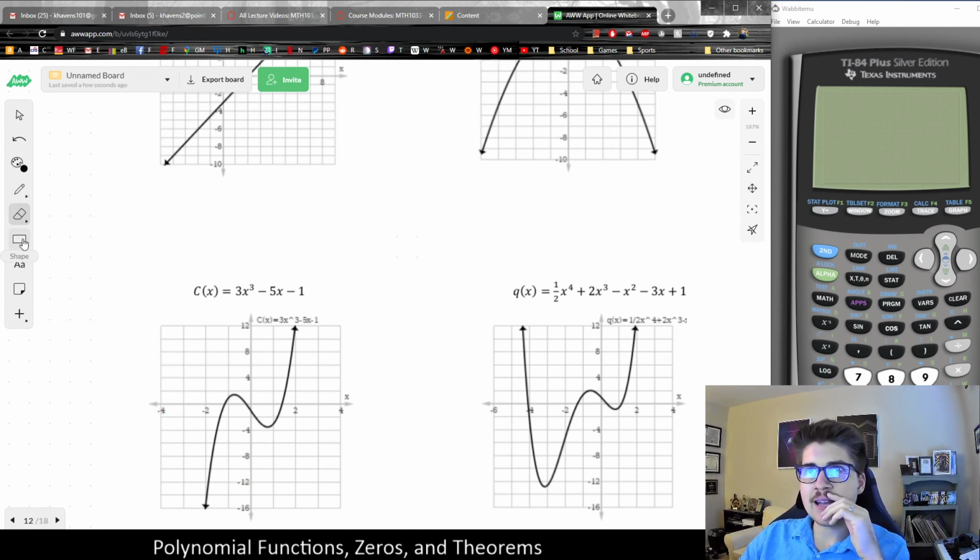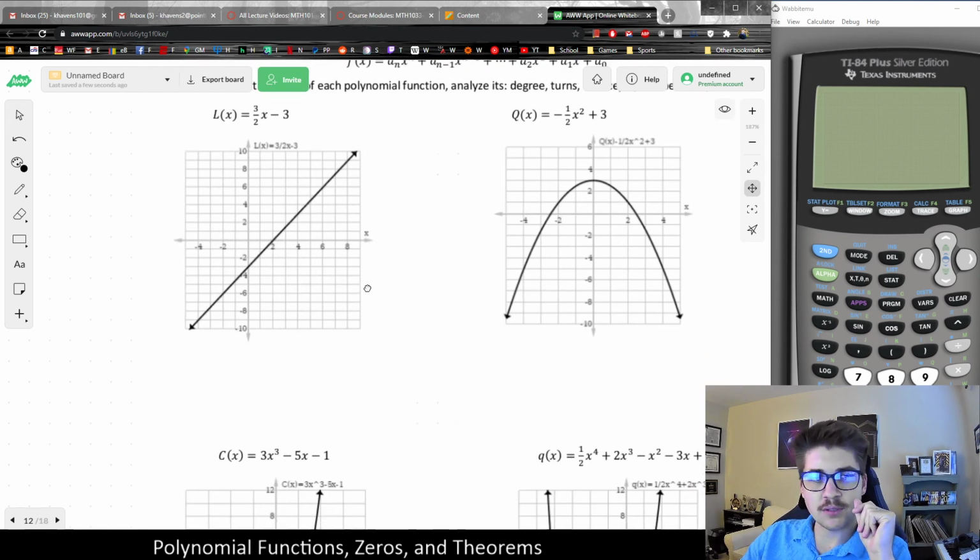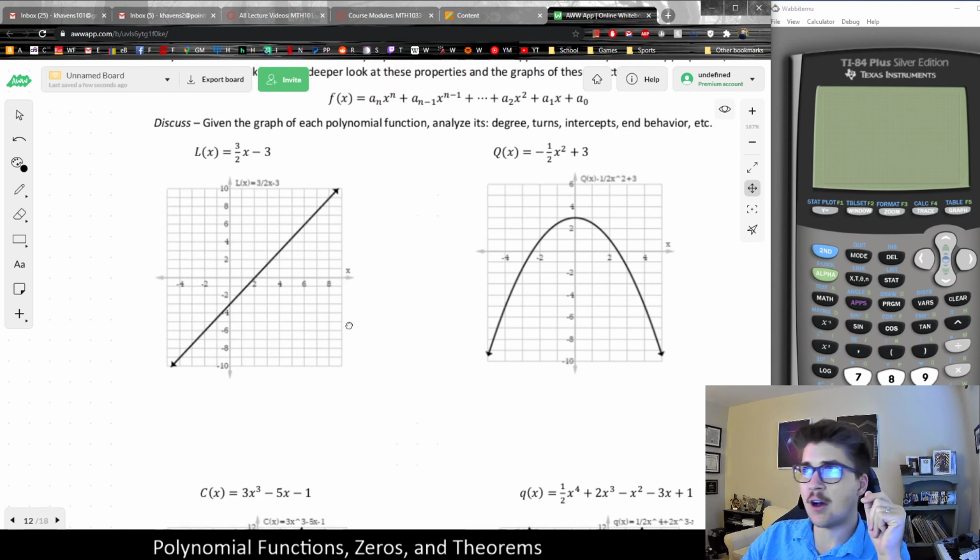And so the next goal in a lot of these functions is to analyze those sorts of properties. Like, what about their degree? How does that affect the number of turns, intercepts, and what we call the end behavior of that function? I'll do that in the next video because this one's getting a little bit long. In that video, we will look at a lot of these functions and try to figure out what's going on just based on the graphs, and see if we can make some generalizations that make sense about those functions themselves.